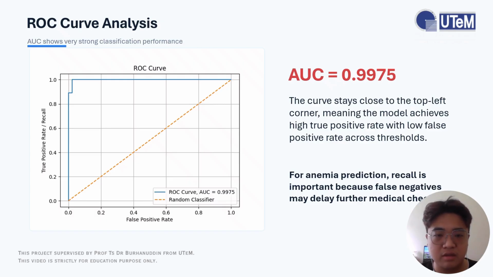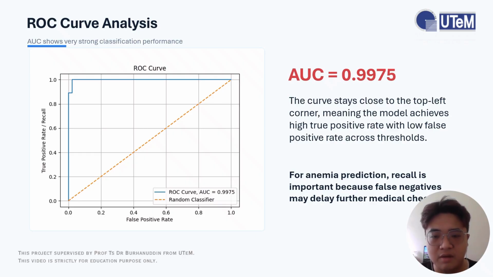The ROC, or Receiver Operating Characteristic Curve, is used to evaluate how well a classification model can distinguish between different classes. In our case, the classes are anemic and non-anemic patients. As shown in the graph, the ROC curve stays very close to the top left corner. This indicates that the model achieves a high true positive rate while maintaining a low false positive rate across different classification thresholds. The area under the curve, or AUC, is 0.9975.